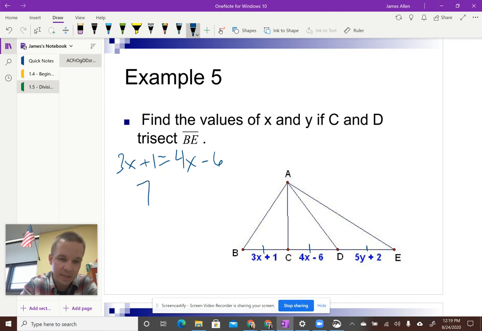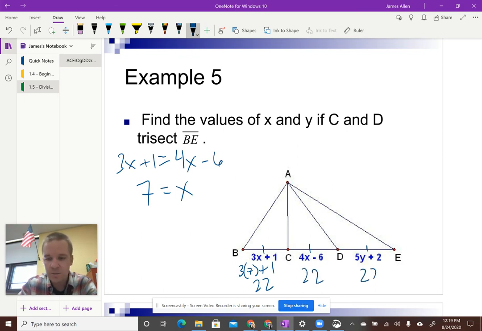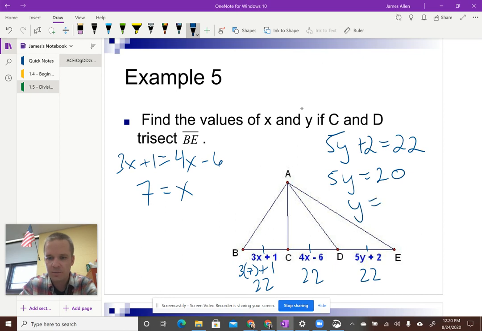So these two we know are congruent to each other, which means they are equal in length. If I solve this, I add 6 over here, subtract 3x, I get x equals 7. If I plug that back in, I get 21, 22, which would mean that this should be 22, but why don't we just double check it? I'm going to have 4 times 7 is 28 minus 6 is indeed 22. So if this one's also 22, what can I do? How about 5y plus 2 is equal to 22? So I'm going to get 5y equals 20. So y is equal to 4 when I solve it.